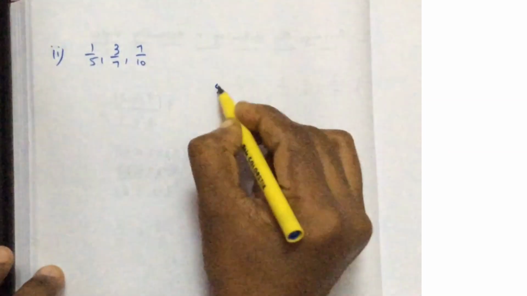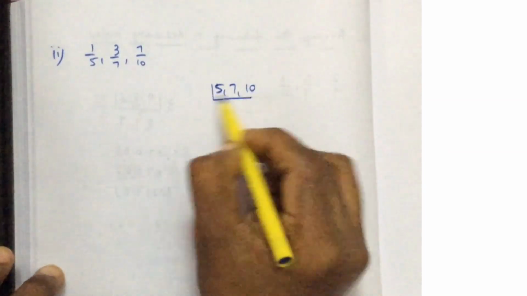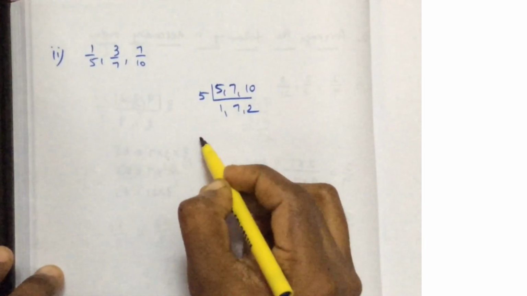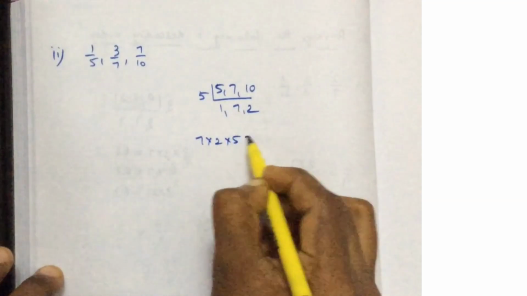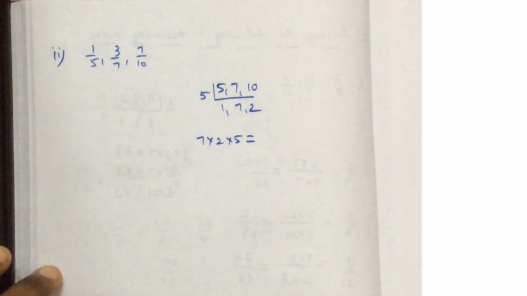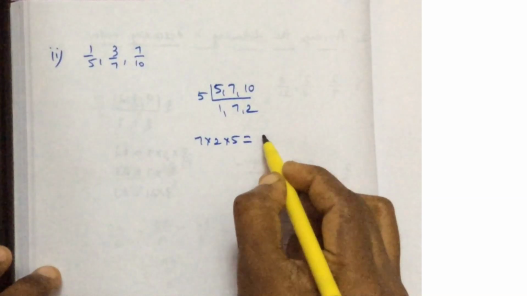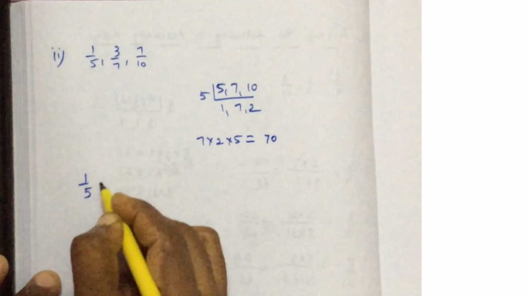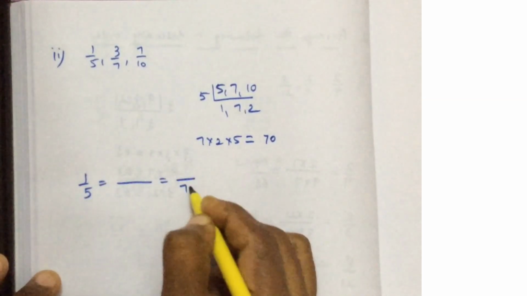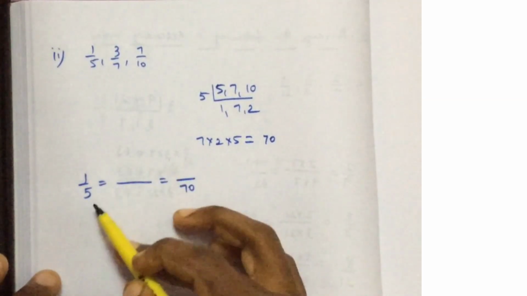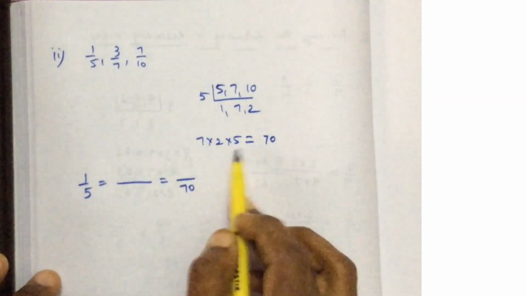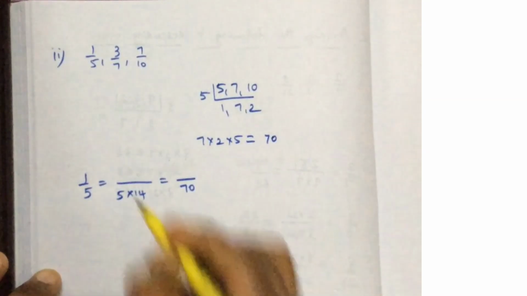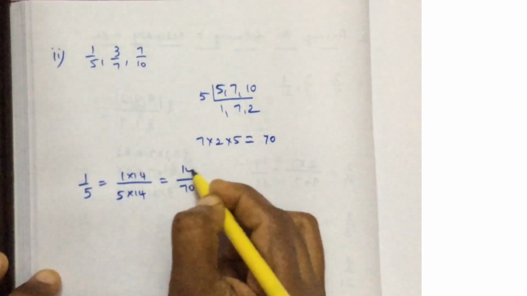For the denominators you have to take the LCM of 5, 7 and 10. So it is 5, then 7 and 2. So this is 7 multiplied by 2 multiplied by 5. So 14 multiplied by 5, that is 70. Okay. So now 1 by 5 is equal to something over 70. Now 5 multiplied by 14 is 70. So 1 multiplied by 14 is 14.